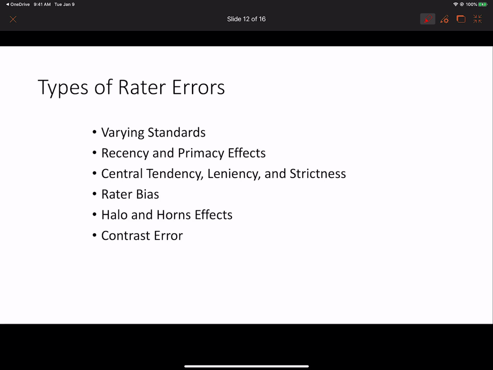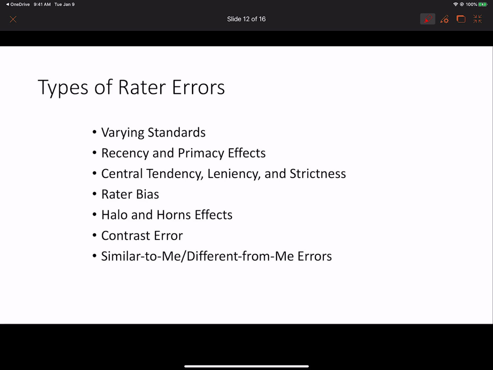Contrast error, and that's a tendency to rate people relative to others rather than against performance standards. So you're comparing people, and you really can't do that. Now, ranking, you kind of compare them. You have to make comparisons, but you can go too far in just letting one person's performance be the standard for everybody else's performance, when if your policy or job description has a different type of performance criteria, you would be in violation of that person's right to be rated fairly.